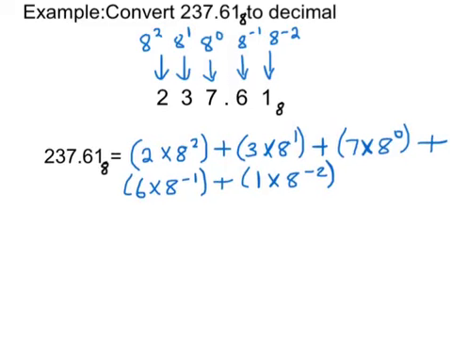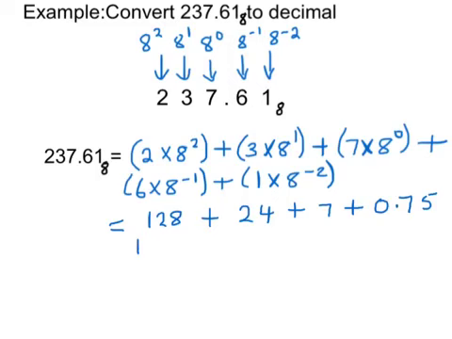Now, working this out, we have 2 multiplied by 8 squared is 2 multiplied by 64, and that's equal to 128, plus 3 multiplied by 8 is 24, plus 7 multiplied by 8 to the 0 is 7 by 1, which is 7, plus 6 multiplied by 8 to the minus 1. 8 to the power of minus 1 is 1 divided by 8, which is equal to 0.125. And if you multiply 6 by 0.125, what you get is 0.75.